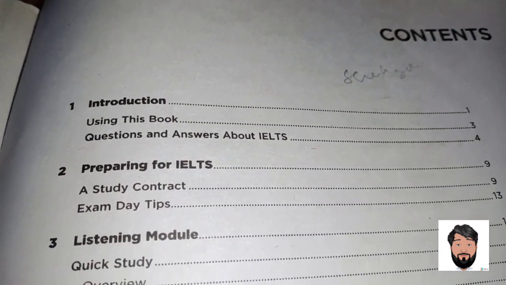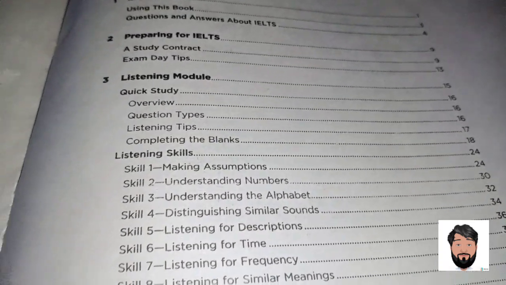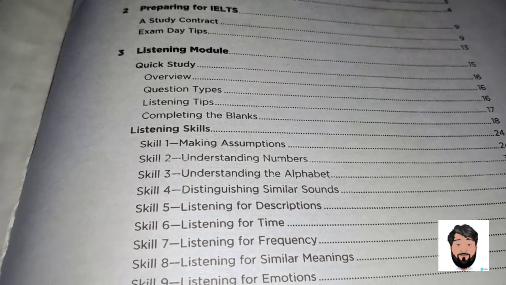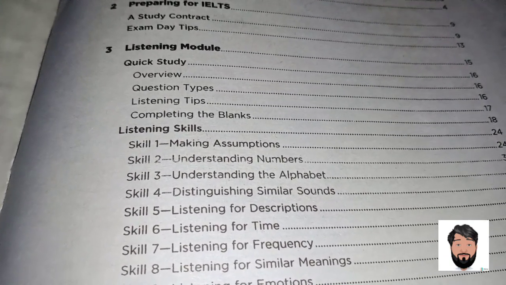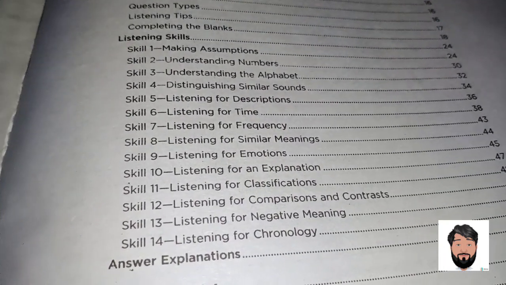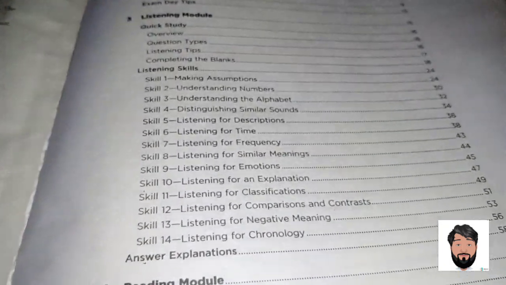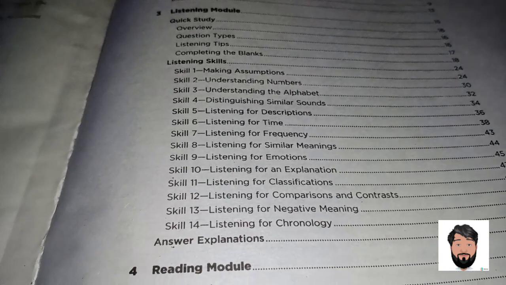The book is composed of an introduction, preparing for IELTS, and the listening module. The listening module consists of quick study, overview, question types, listening types, tips, and completing the blanks. There are more exercises, and listening skills are composed of 14 skills that will help you to be a master of your listening if you prepare daily for some time.